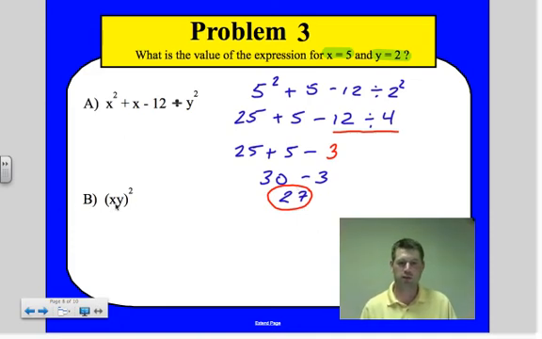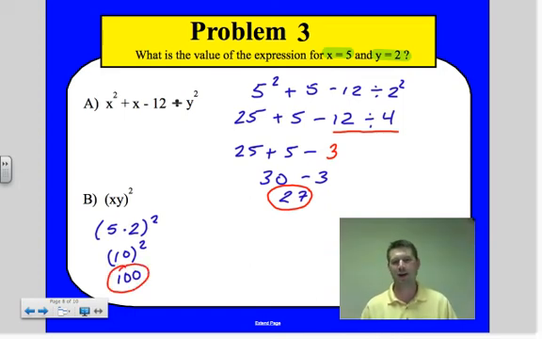Okay, so part B here, we're going to do the same thing, except now we have a little more tricky. You get 5 times the dot for multiplication, 2, and then squared. Okay, parentheses first, so this is inside parentheses, so 5 times 2 is what we're going to do first, which we get 10. That's being squared, so as we square that, we get 100. And again, that would be our final answer.